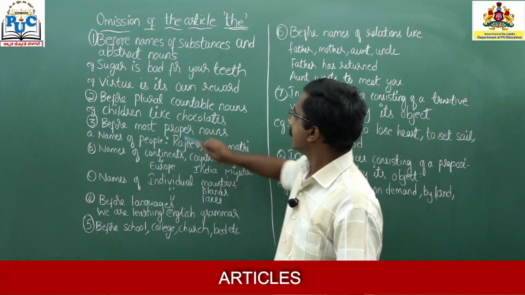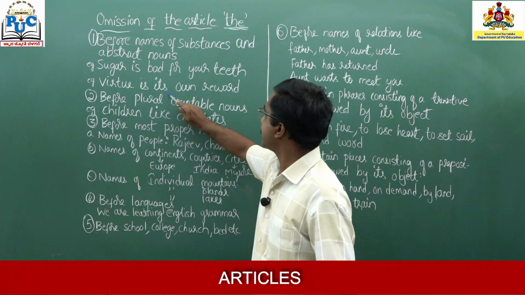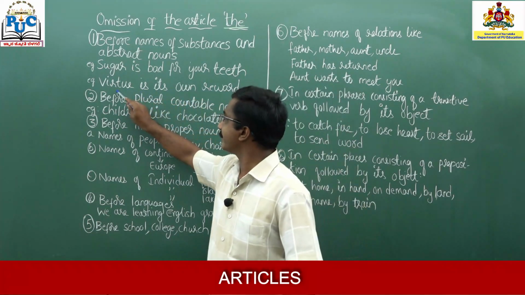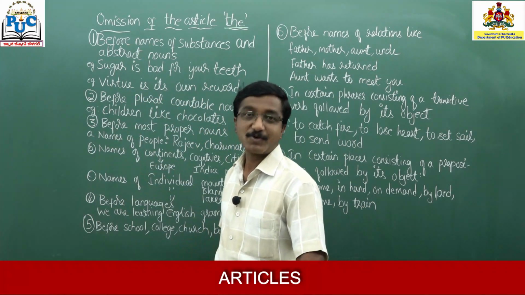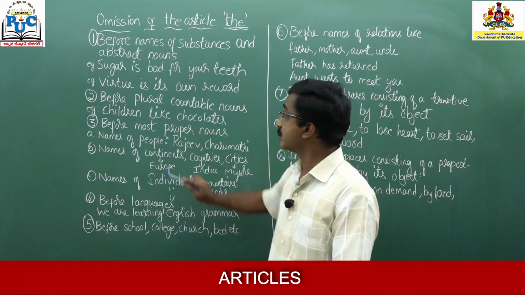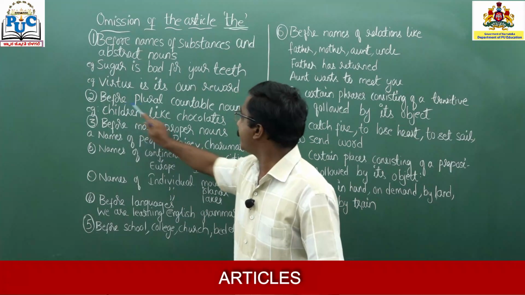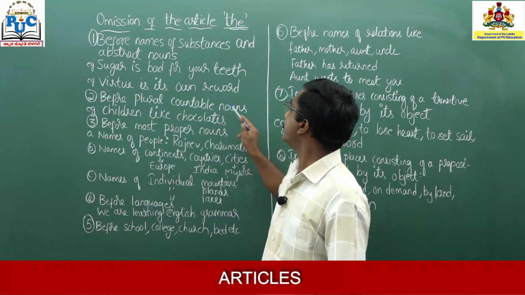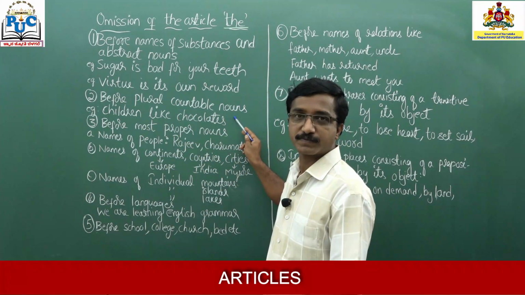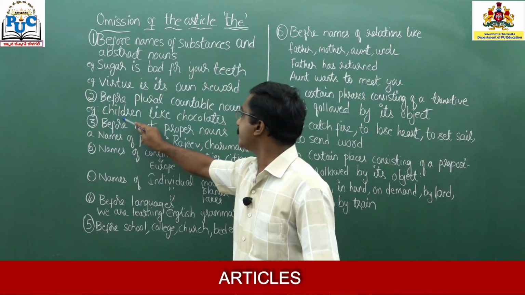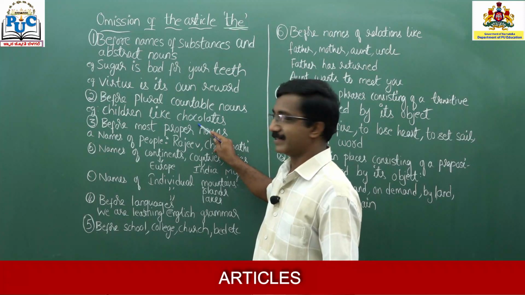Next one. Virtue is its own reward. Virtue is goodness, good qualities. You are not supposed to say "the virtue". Next, before plural countable nouns. Children like chocolates.